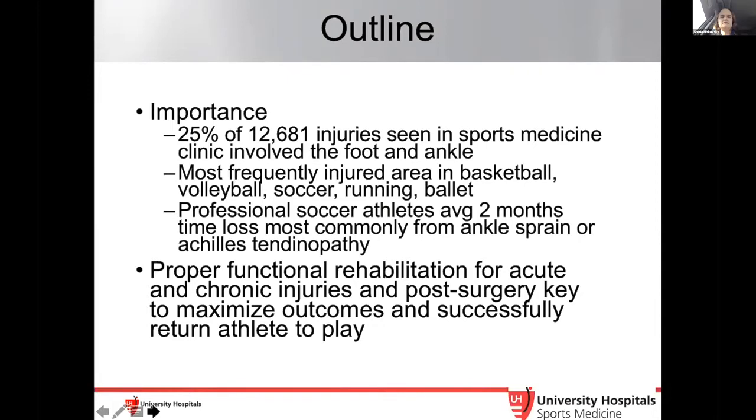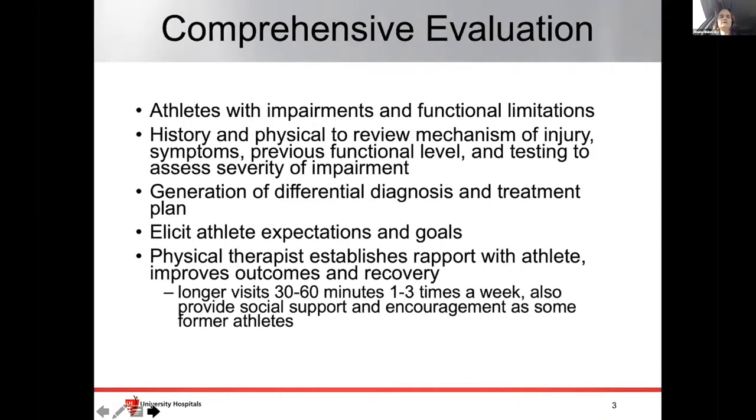to play. So when you're doing an evaluation, you have to discuss with the athlete their impairment and what they're feeling functionally that's limiting to them. And you have to do a thorough physical and history exam. A differential diagnosis is generated, and you try to elicit what the athlete's goals are. Do they want to play further along in their career? Are they looking to retire? Is it their senior year? Is it not their senior year?